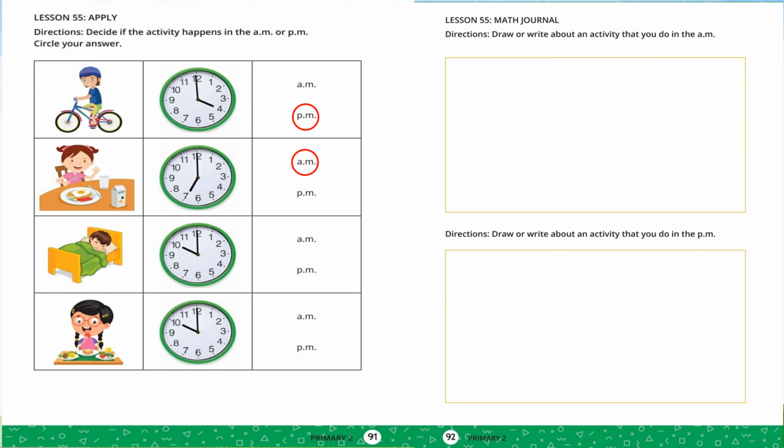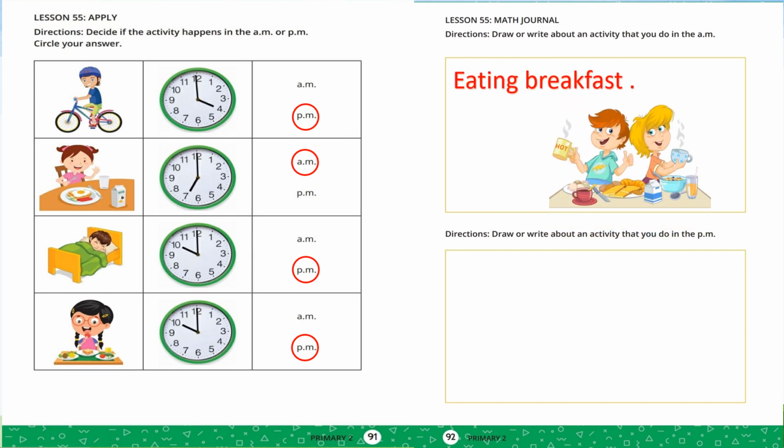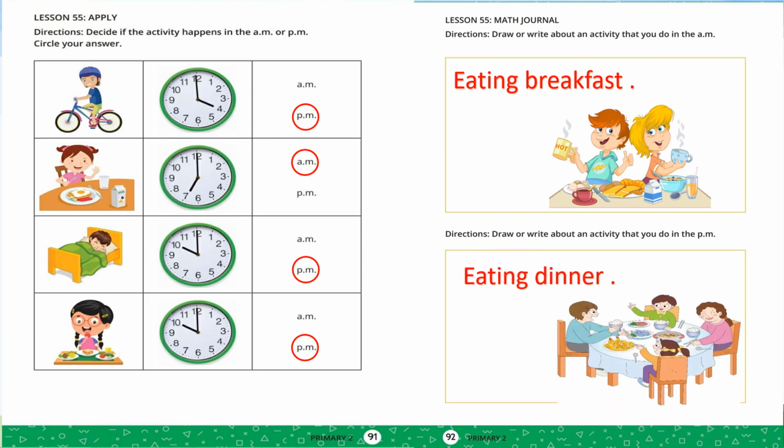Sleeping, and the time is 10 o'clock. Then choose PM. We sleeping in the PM. Eating dinner, and the time is 10 o'clock. Then choose PM. The next page, our math journal. Draw or write about an activity that you do in the AM. Eating breakfast. Number 2, draw or write about an activity that you do in the PM. Eating dinner.